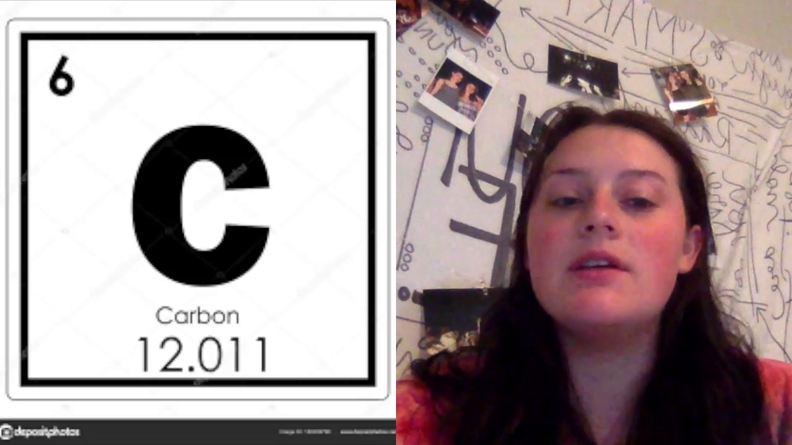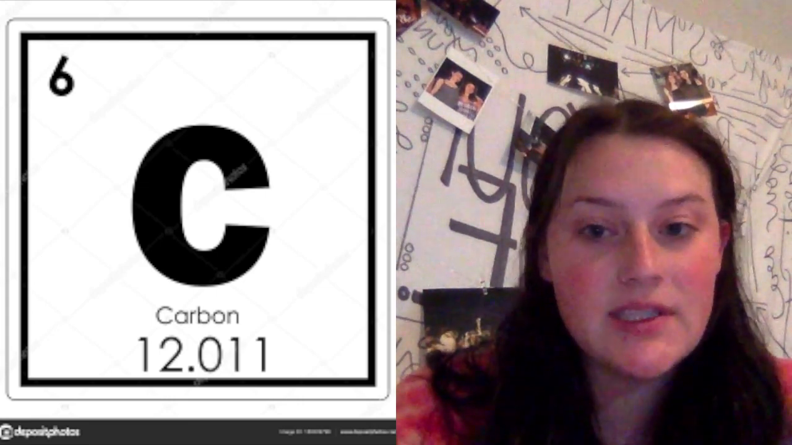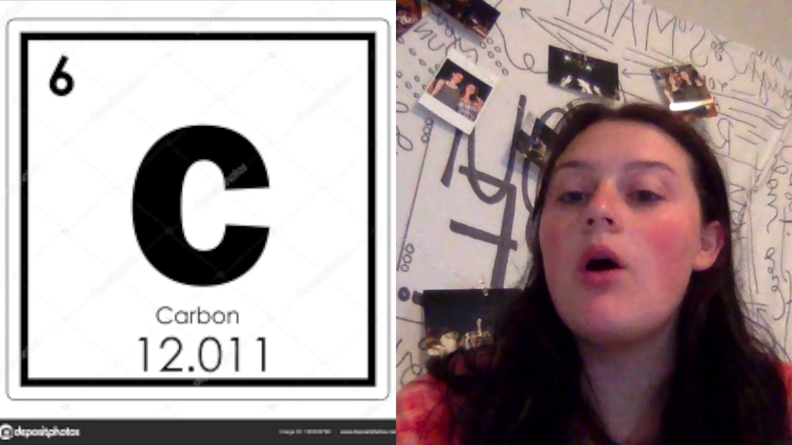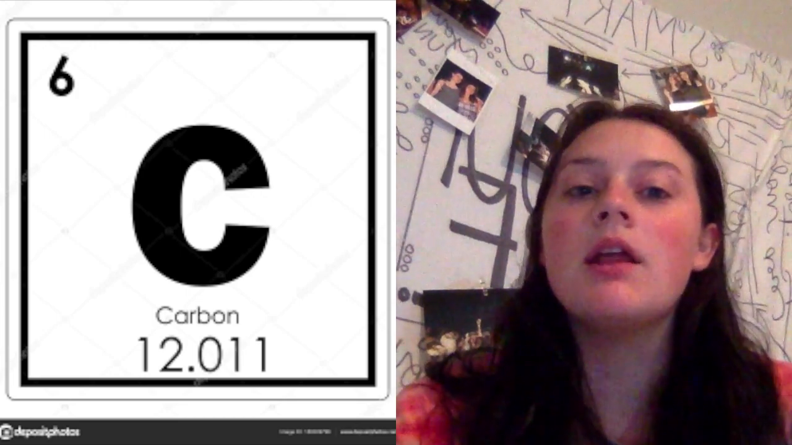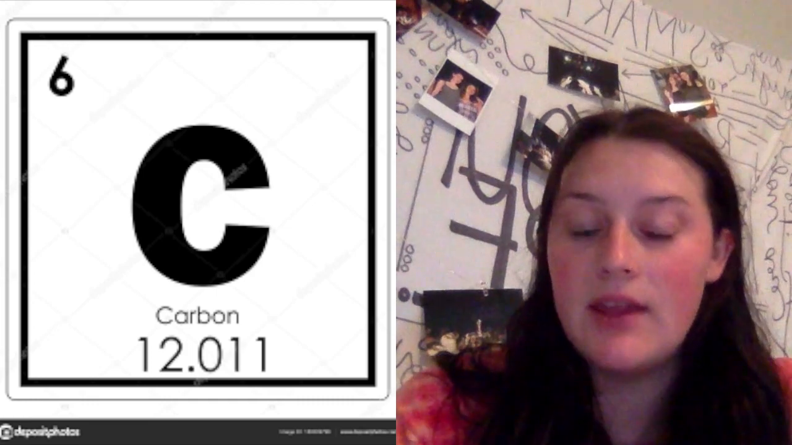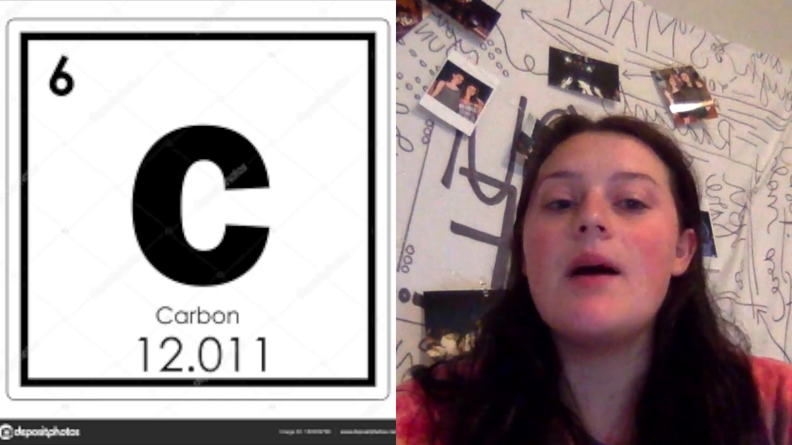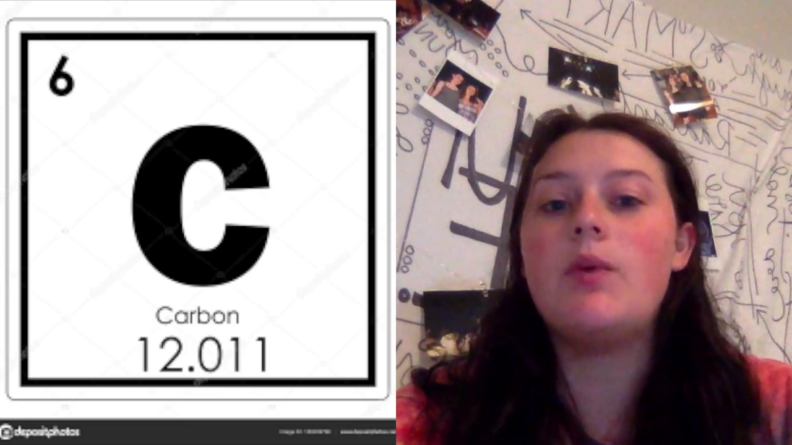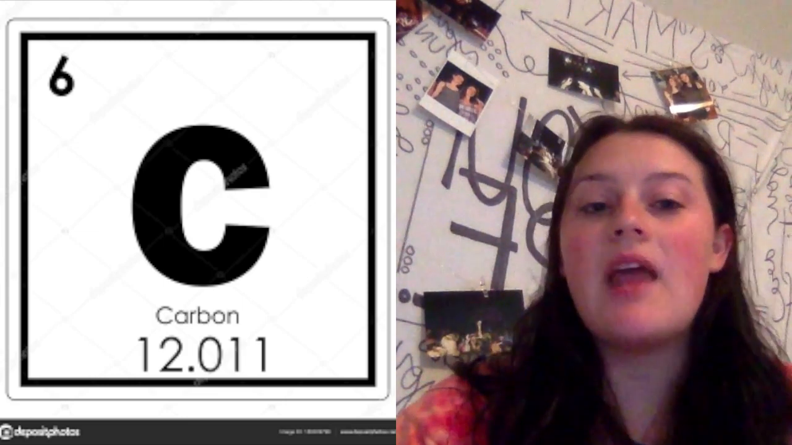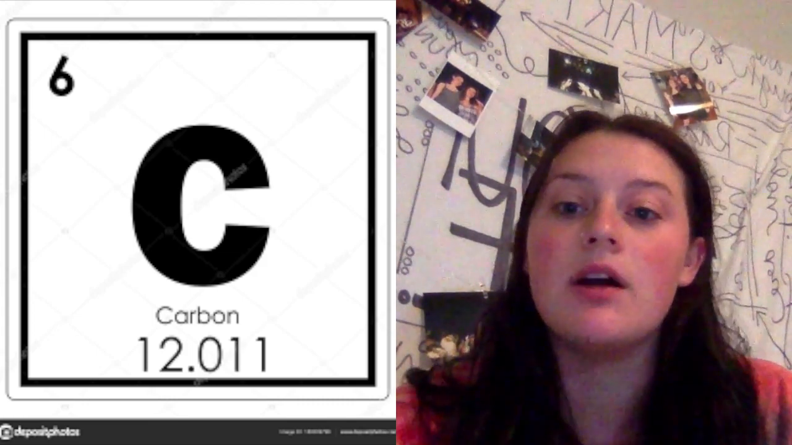This image is of carbon. Carbon has the atomic number of 6. So what we just learned is that the atomic number is the same number of protons in this element, carbon. The atomic mass number is 12. So that means that there are 6 protons and the rest are neutrons.